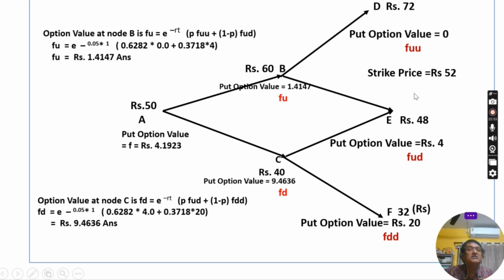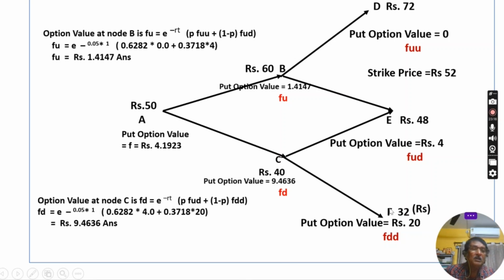So as I have already discussed, you have to find out the put option value at the end point of the share price. If the share price is 72, the strike price is 52. What is the put option value? In the case of a put option, as the price is more than the strike price, the put option value is 0. But in this case, as the share price 48 is less than the strike price 52, the put option value is 4: 52 minus 48. I have discussed why. If you have any doubt, you can check my previous video.